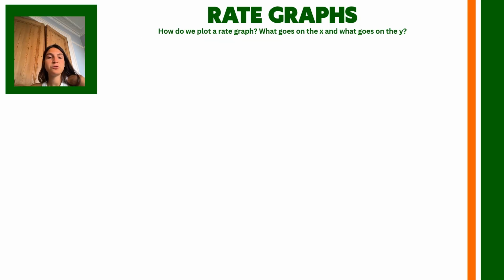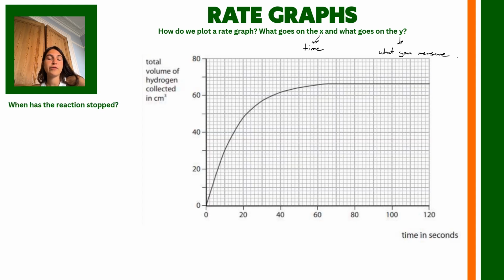Okay, rate graphs. How do we plot a rate graph and what goes on the X and what goes on the Y? So time goes on the X and on the Y is what you measure. Maybe it's volume of gas produced, maybe it's mass of reactants lost, or the mass of the products. Here in this particular graph, we've got total volume of hydrogen collected, and I've been given the unit centimetres cubed and the time in seconds. So remember, those can have different units. Time could have been in minutes, or maybe your volume could have been in decimetres cubed.